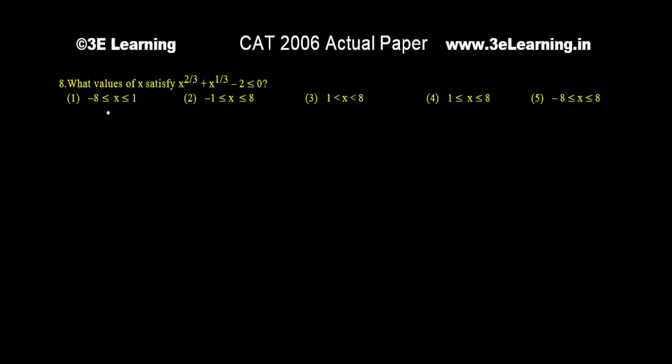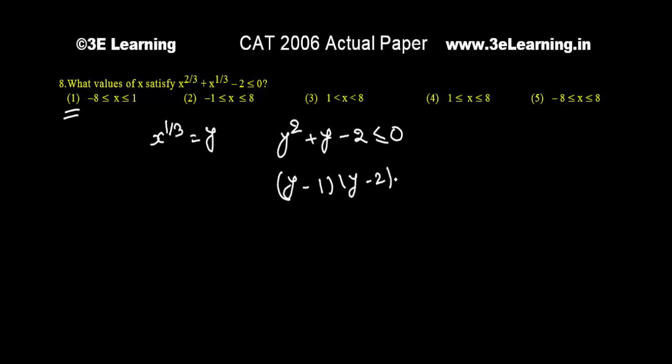So our next question is question number 8, in which we have an inequality. Solve this question. Okay, and the answer to this question is option 1. How come? Let's check. Since it's an inequality in which we have powers 2 by 3 and 1 by 3, can we say x to the power 1 by 3 is nothing but y? Consider this one. So our equation becomes y square plus y minus 2 less than or equal to 0. This is nothing but y minus 1 and y plus 2 less than or equal to 0.